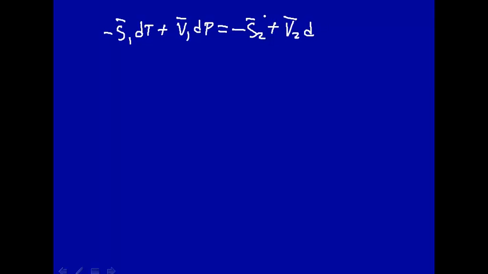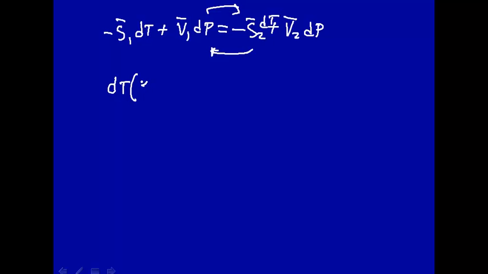Let's do that on the next page here. So that we have minus S1 in one phase dT plus the partial molar volume times dP in phase 1. That's equal to minus S2 dT plus the partial molar volume in phase 2 times dP. I forgot the dT there. All right, let's collect terms. Let's put the dT terms over here. So put that dT term over there and put that one over there and collect terms so that we have dT.